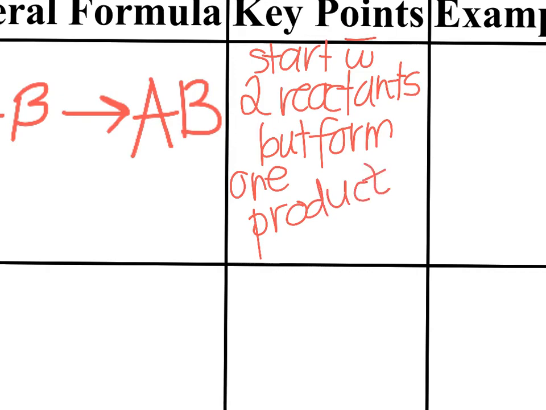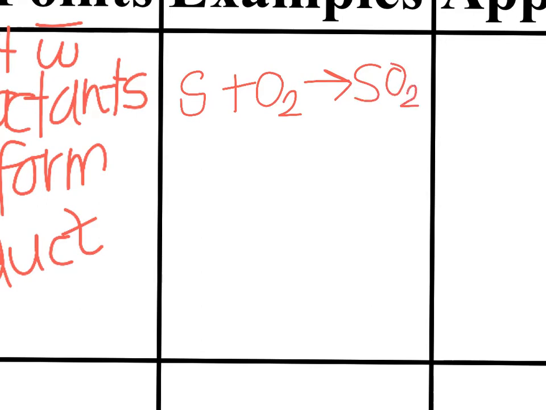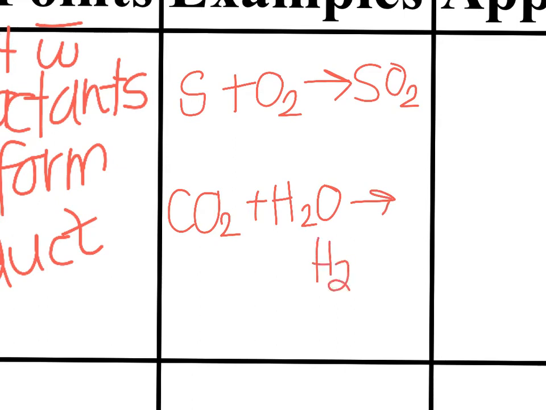Okay, so let's focus on some examples, like how would we see that in real life? Let's say we have S, hopefully you know that's sulfur, plus O2. Together they form SO2. We have CO2, which is carbon dioxide, plus H2O, and together they form H2CO3.